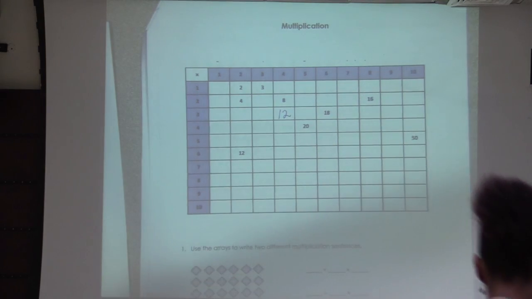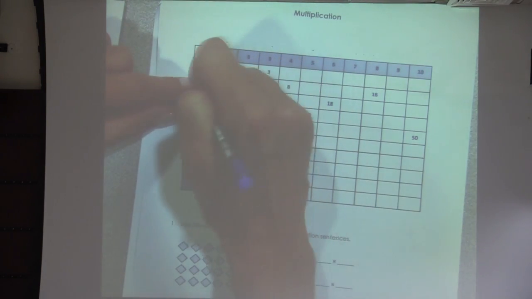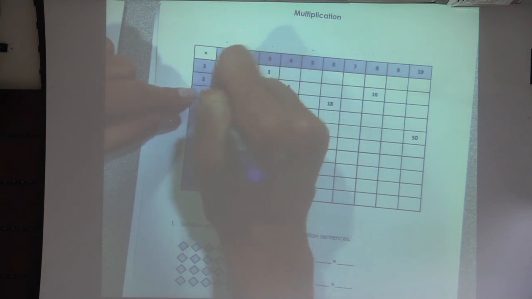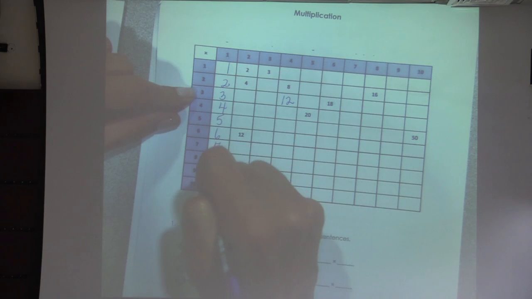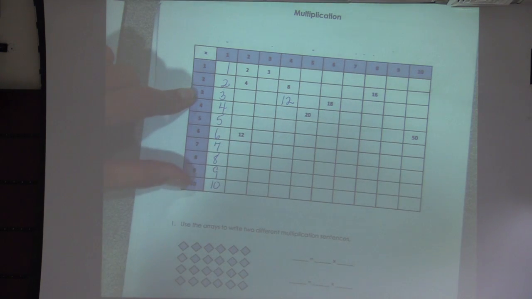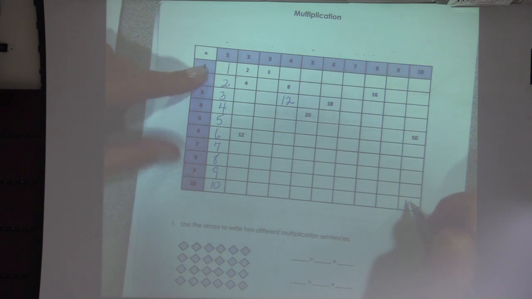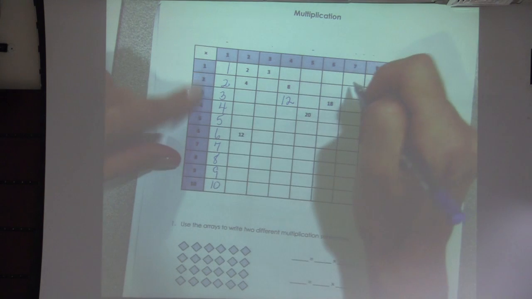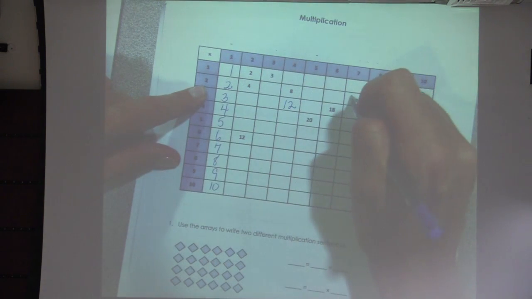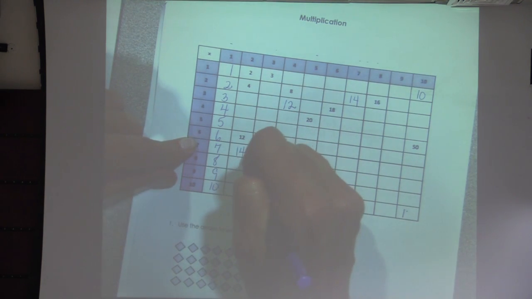So if we take a look at this, we read it across. 1 times 1 is 1. 2 times 1 is 2. 3, 4, 5, 6, 7, 8, 9, 10. If I know 1 times 10, I know 10 times 1. If I know 2 times 7 is 14, I know that 7 times 2 is 14.